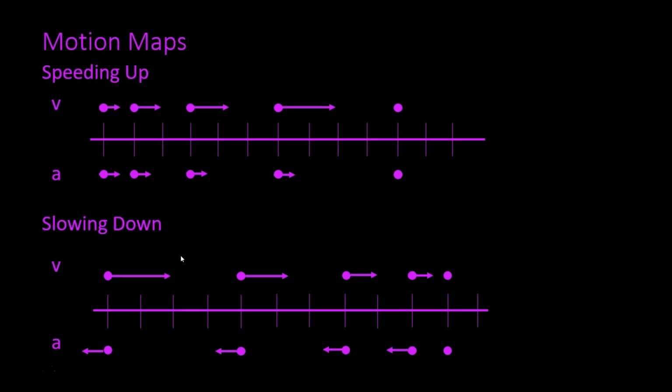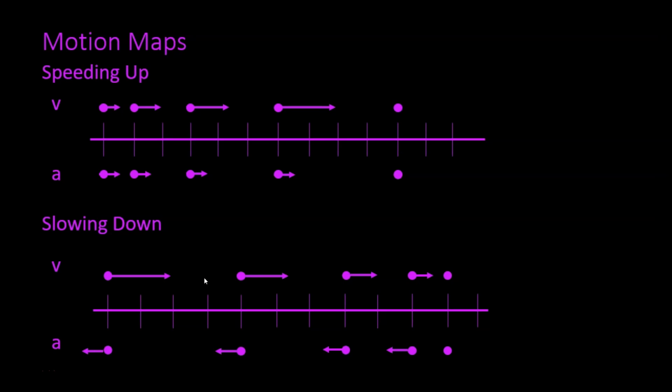Now let's look at slowing down. We can see our dot spacing initially is large, but as time goes on, the dot spacing gets smaller because the object is not covering as much distance each second. The velocity arrows are also getting smaller because the object is slowing down and not going as fast. With the acceleration, the dots are in the same place because the position of the cart is the same whether we're talking about velocity or acceleration. But now the acceleration is going to the left, so we need to show the arrows pointing to the left.